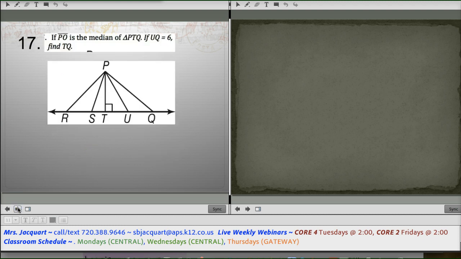Okay, if PO, I don't even have O in there. Totally have a typo in here. That should be PU. PU is the median of PTQ. PU is the median. What that means is this side equals that side. If UQ is 6, then what's TQ? It's going to be 12.